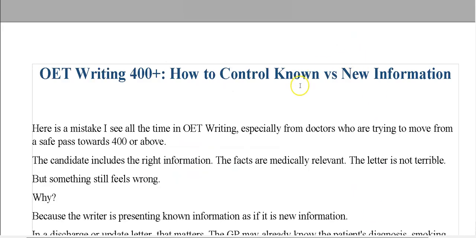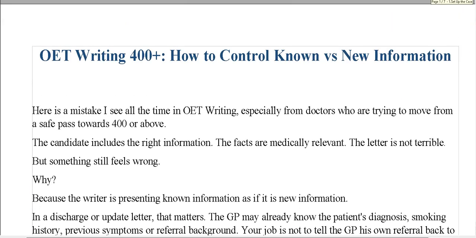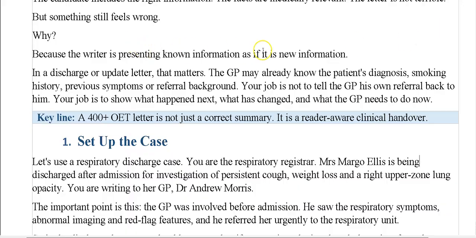As I said, here's a mistake I see all the time. They're presenting known information as if it's new information. As I said, in a discharge or an update, that matters. The GP may already know the diagnosis, smoking history, previous symptoms. Okay, what's the information gap? They don't know what happened in hospital, what's changed, and what they need to do now.